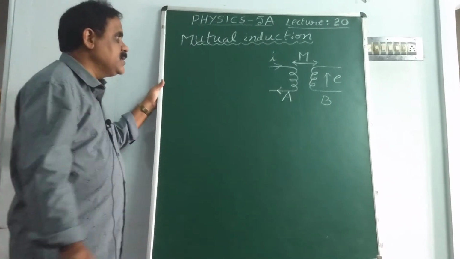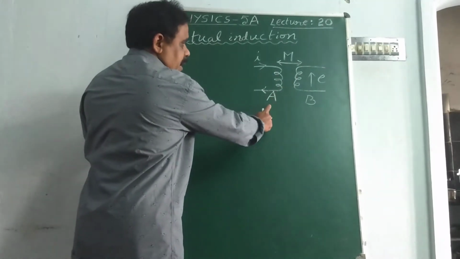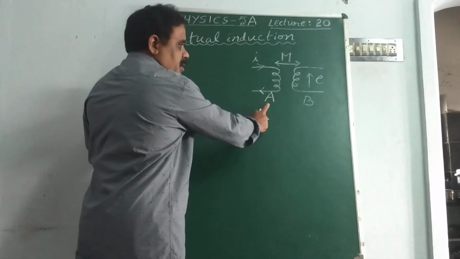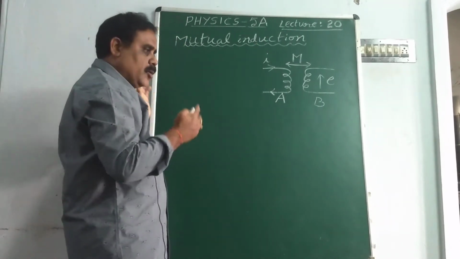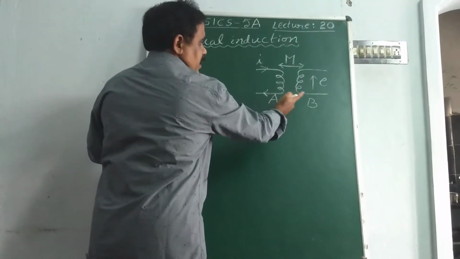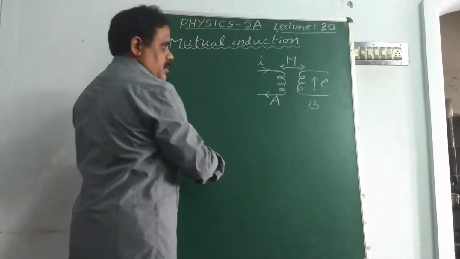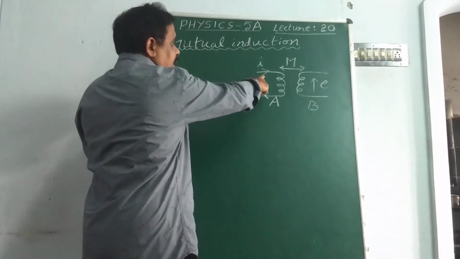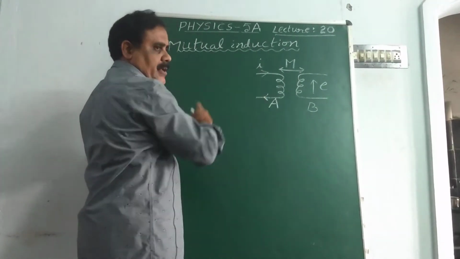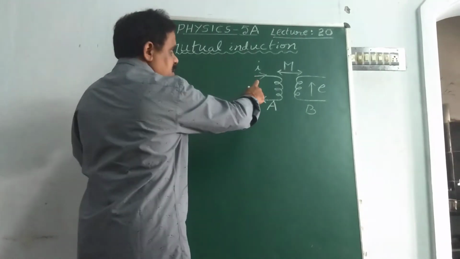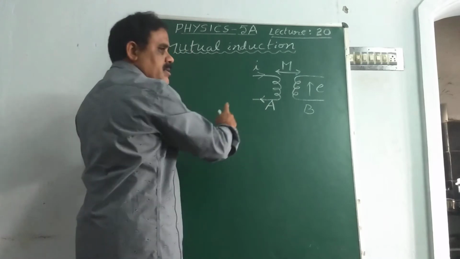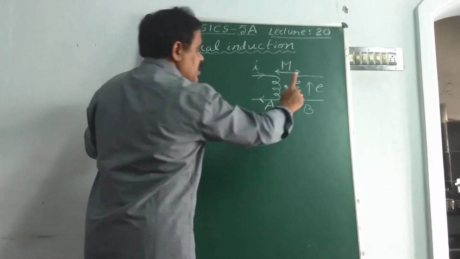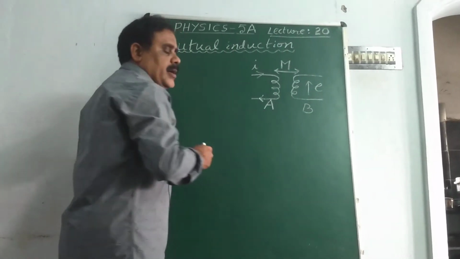So let us consider two coils, A and B. This coil is A, this coil is capital B. Now the two coils are placed close to each other. You see, they are placed nearly close to each other. And suppose a current I is passed through the coil A. Then what will happen? If there is a change in the current in the coil A, then the flux linked with it changes and hence an EMF is induced in the coil B.